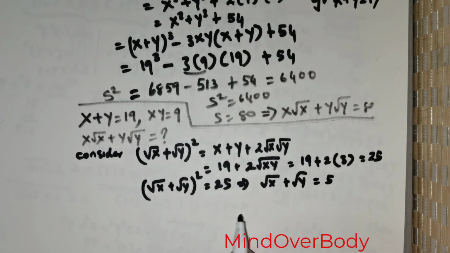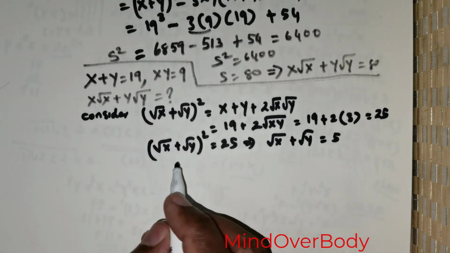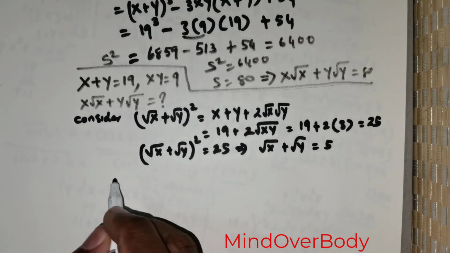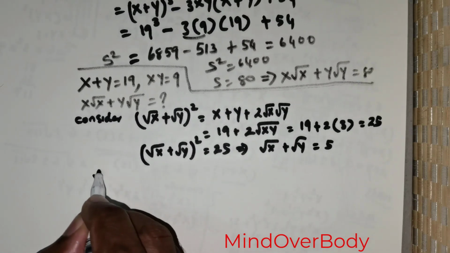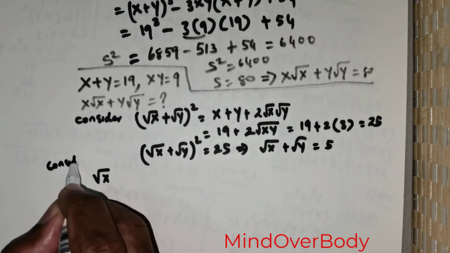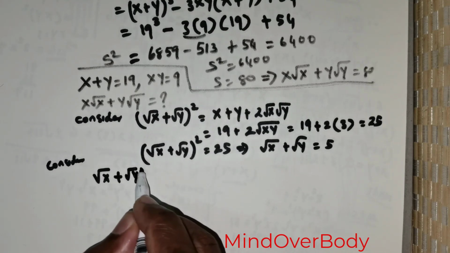So I'm just worried about the positive side. Now what I'm going to do next is I'm going to be considering the case when, in fact, let us just consider this cubic formula, root of x. Let me write that down. Consider root of x positive root of y raised to the power 3.